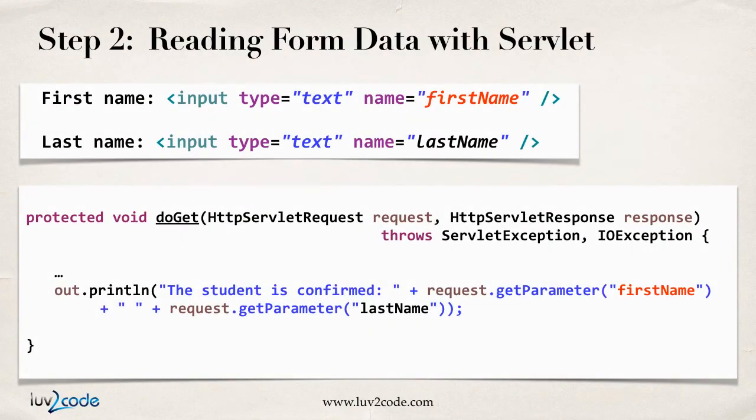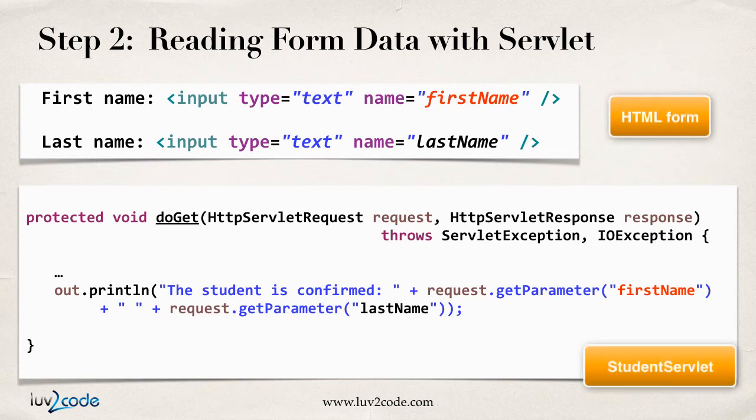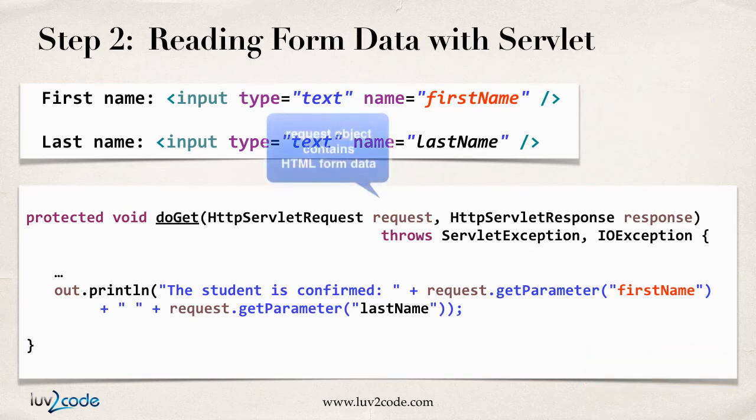Now the next step here is reading the form data in the servlet. So at the top, I showed you the first name and last name. And then at the bottom, this is the actual servlet code. So again, we override the appropriate method here, doGet. They pass in a request. The request object has your form data, or it contains the form data.